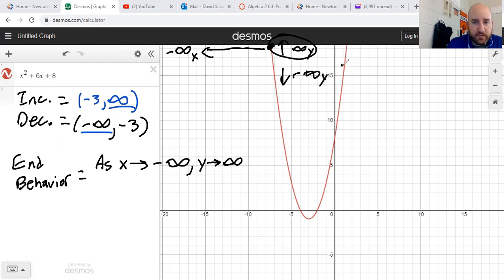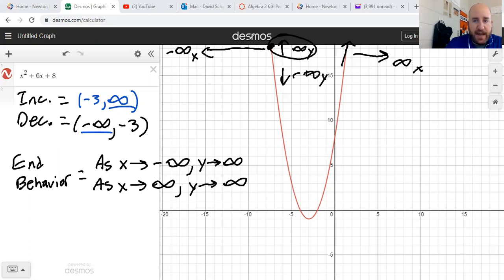Other side, now this right side, it's going up, but it's going to the right. So it continues to go right to positive infinity x. So as x goes right, x approaches positive infinity, y is still going up. So y is again approaching positive infinity.